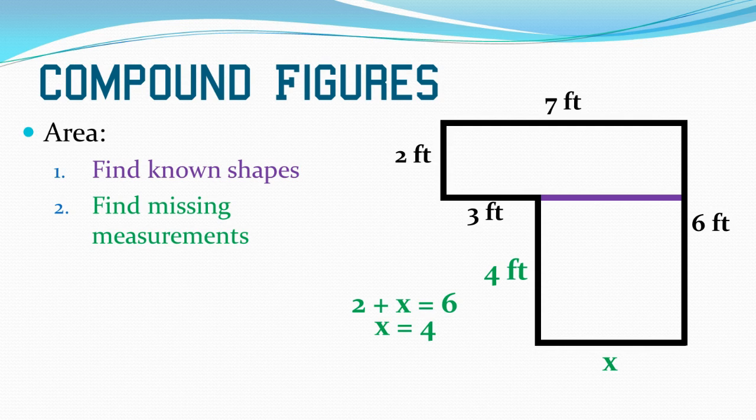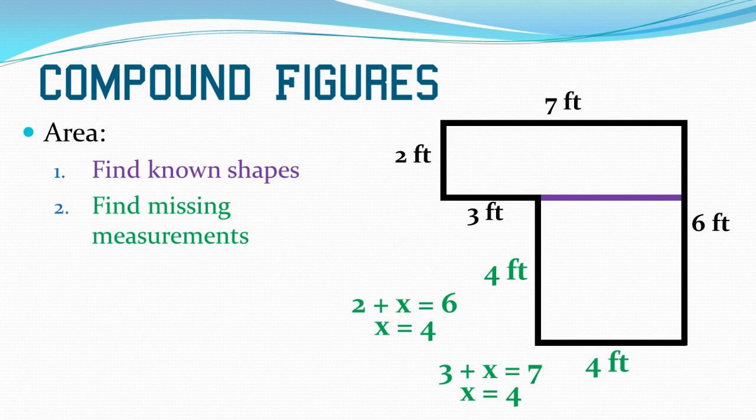I have 7 feet. The entire compound figure is 7 feet wide. I know that at the middle, it's 3 feet plus something. That something is my x value. 3 plus x equals 7. I can solve that by subtracting 3 from both sides, which gives me x equals 4. That's 4 feet. That means that bottom rectangle is 4 feet by 4 feet. I automatically know that that's a square.